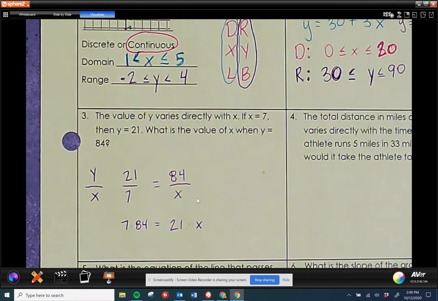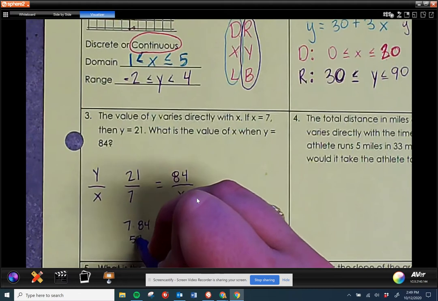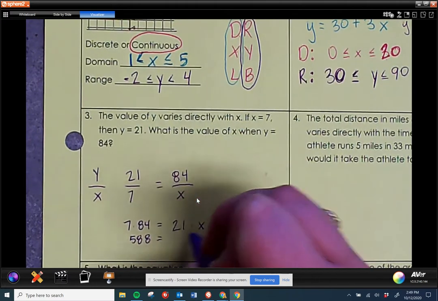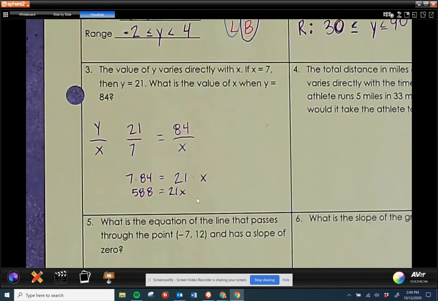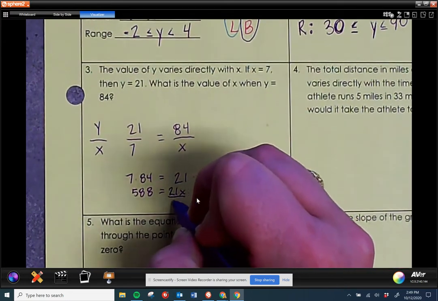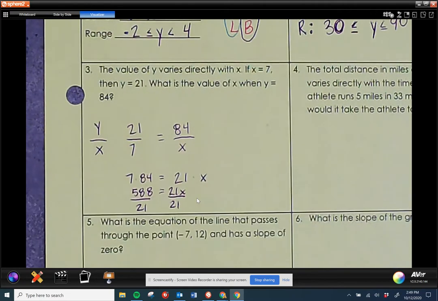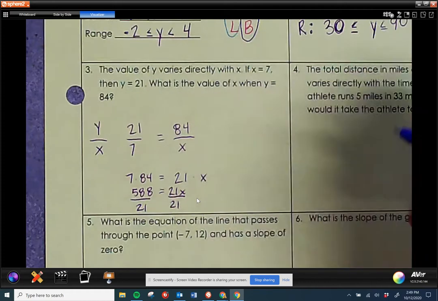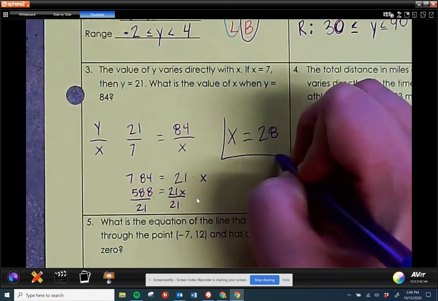Okay, so 7 times 84 is 588. And 21 times x is going to be 21x. In order to solve and get x by itself, we will need to divide both sides by 21. Okay, 588 divided by 21 equals 28. So here we know that x equals 28.